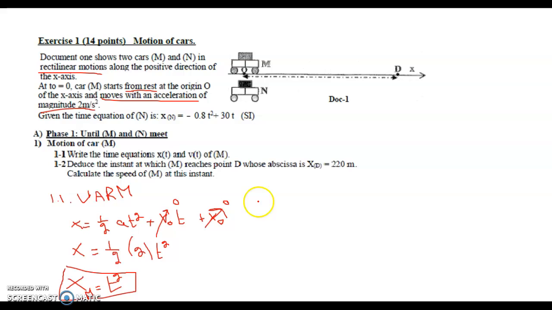Now v of t for M. Again, what is the general equation for UARM? It's v equal at plus v0. Okay, we have v0 because it started from rest is equal to 0 and a is 2, so v for M is equal to 2t.